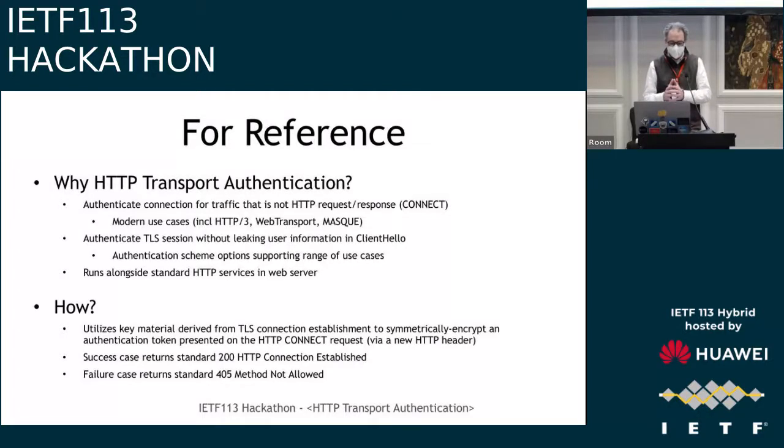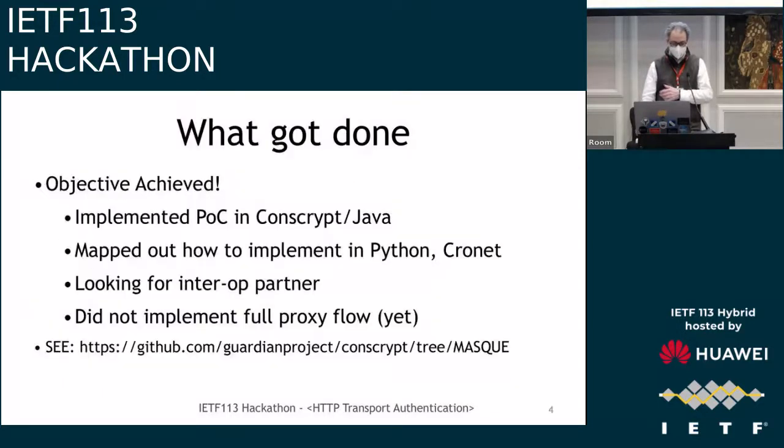As a reference for why we would be interested in doing this, we have a case where we want to authenticate traffic that isn't just request response. And so we want something that runs alongside normal web services and can authenticate a TLS session without leaking information in the client hello. So this is a technique for pulling information out of the TLS connection, common to the client and the server, and using that to encrypt credentials in a way that flows with the HTTP connect flow. On success, you get 200 connection established, and on failure, you get 405 method not allowed.